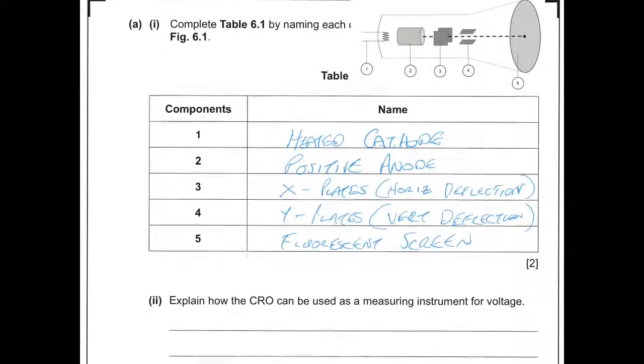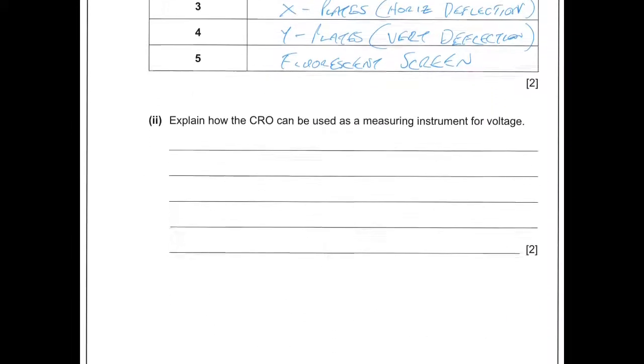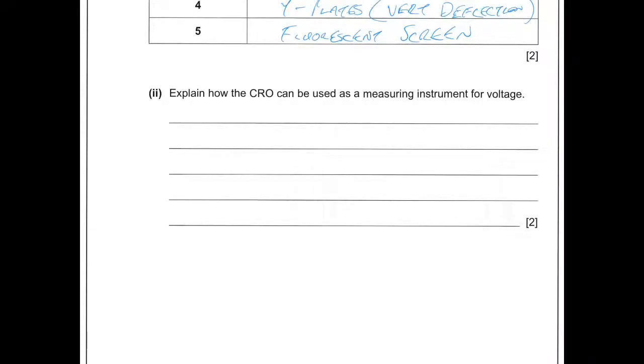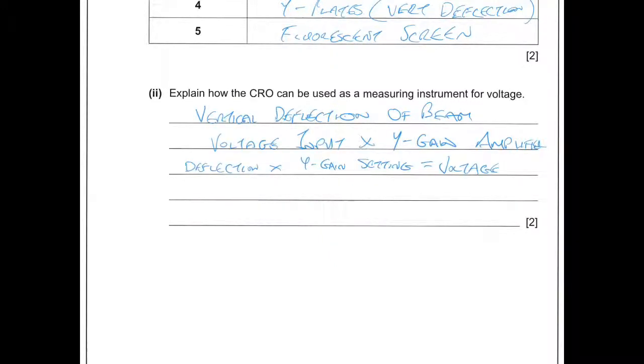Explain how the CRO can be used as a measuring instrument for voltage. So we have a vertical deflection of the beam, and that depends on the setting on the Y gain amplifier, the Y deflection amplifier. So the voltage input is multiplied by the Y gain amplifier setting. And so if you compare the number of squares of vertical deflection with the Y gain setting, you should be able to convert it back to a voltage. So we take the deflection and multiply by the Y gain setting, and that gives us a voltage.